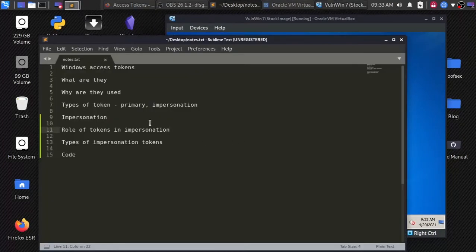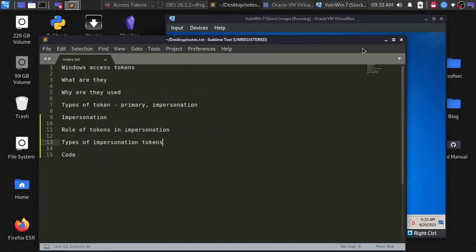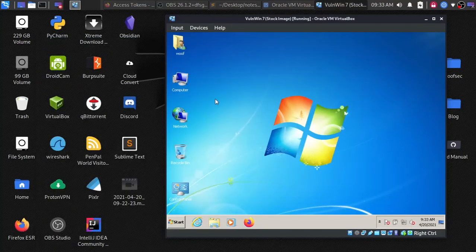Let us see what the next discussion is. Okay, so the types of impersonation tokens. This is something very important because it will help us impersonate stuff. You must know what different kinds of impersonation can be done. There are 4 different kinds of impersonation tokens that are available with Windows.